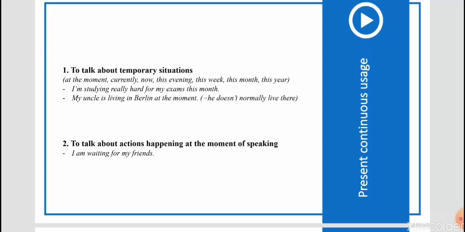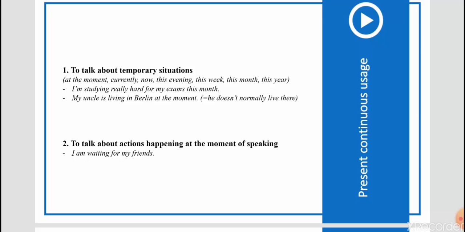It means that he doesn't normally live there, but he's there for a specific period of time. Case 2, situation 2, to talk about actions happening at the moment of speaking. I am waiting for my friends. So it means the process is happening at the moment.